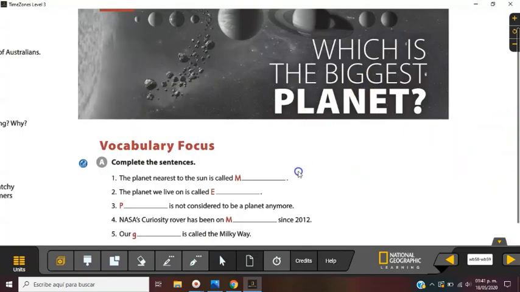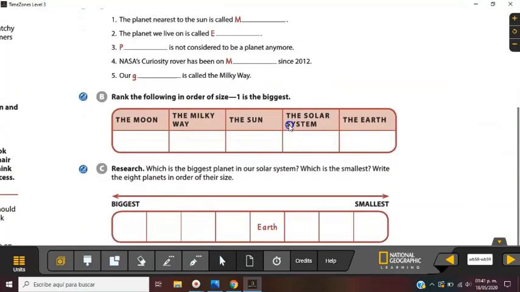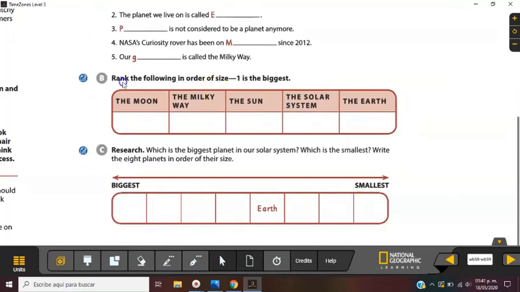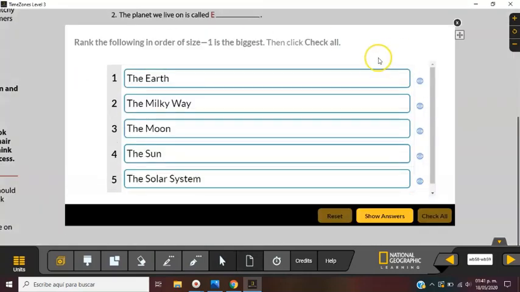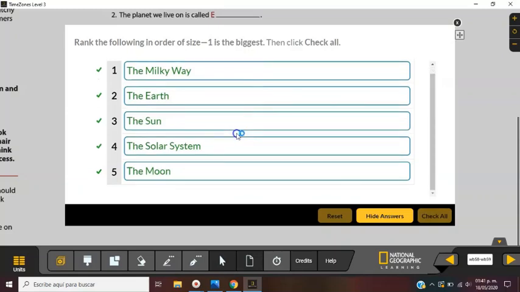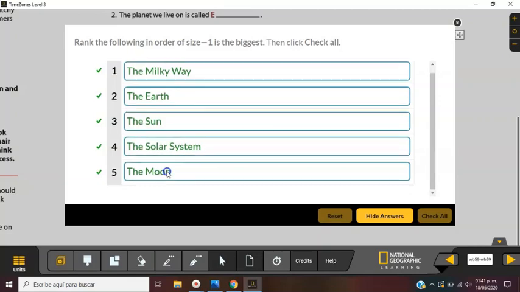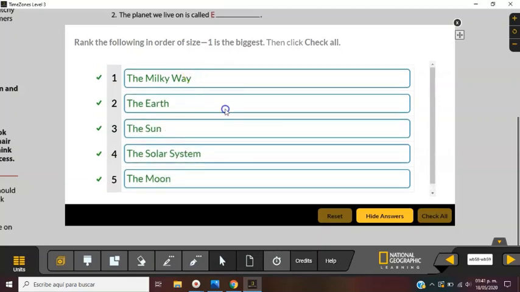Okay, now let's continue with the next part. It says, rank the following in order of size. One is the biggest. I don't know if you remember that we checked comparatives and superlatives. So now I'm going to show you the answers, okay? So we have here the Milky Way, the Earth, the Sun, the Solar System, and the Moon. Which is the biggest? For sure, the Milky Way, okay? So let's continue with the next one.